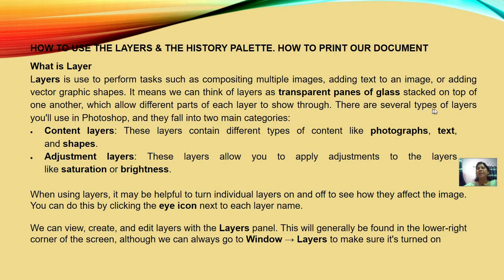There are several types of layers you will use in Photoshop, and they fall into two main categories. One is your content layer. These layers contain different types of content like photographs, text and shapes. The second one is your adjustment layer. These layers allow you to apply adjustments to the layers, like saturation or brightness.